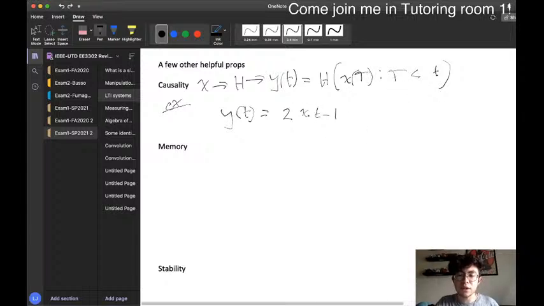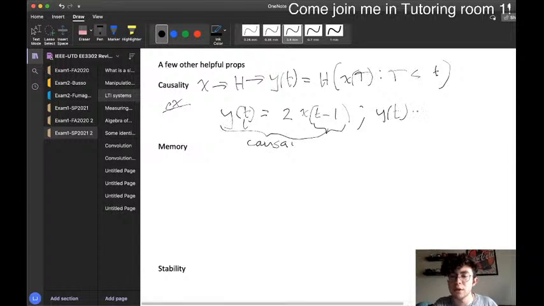Of course this is going to be causal, because this only depends on t minus 1 at time t. So the conclusion here is that this is causal. But if we look at a very similar system, y of t is equal to the same multiplier times x of t plus 1, so we're shifting our input forward in time. This would be non-causal, because this t plus 1 is greater than t, and that's always true. So this is non-causal.